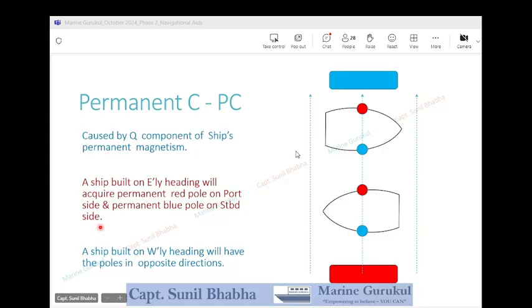For a vessel built on a westerly heading, it will have the poles in the opposite direction. That means you will have a blue pole on the port side of the ship where the lines of force will be entering, and you will have a red pole on the starboard side of the ship where the magnetic lines of force will be coming out. So we will now pick up one of these ships and see the effect of this permanent C on the compass.